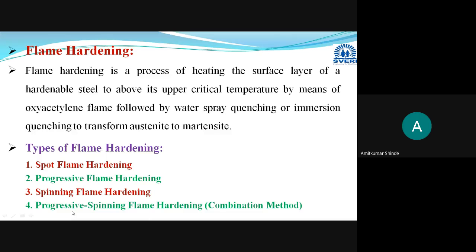That is, the workpiece is rotating, and your heating source and cooling source simultaneously move from one end to the other end, and hardening will occur. Surface hardening will take place here. And at the end, what will happen? Due to the heating, austenite will be formed above the upper critical temperature, and due to cooling, that austenite will get transformed to martensite. Martensite will be present on the surface. Due to that, it will provide increased hardness and wear resistance. So this is the concept related to flame hardening and its different types.